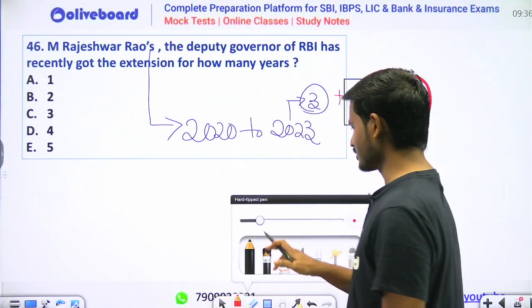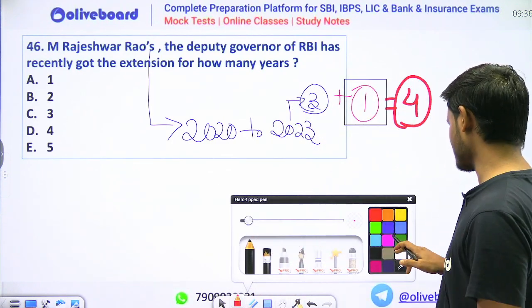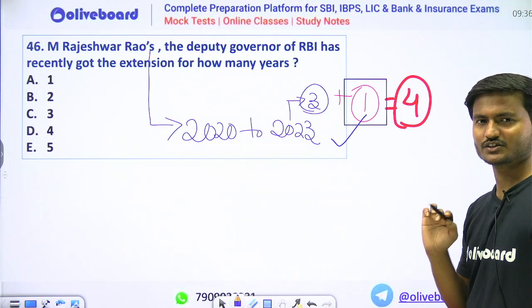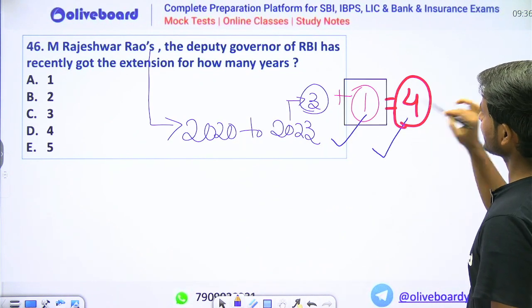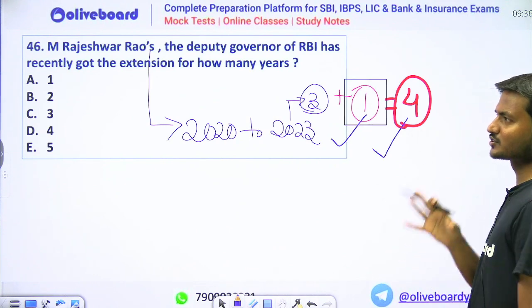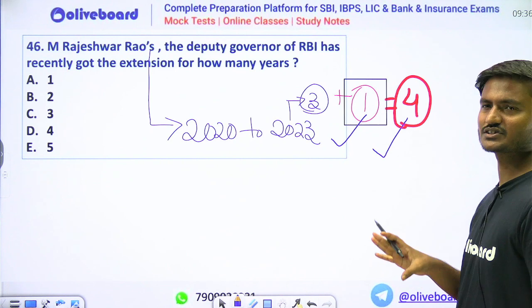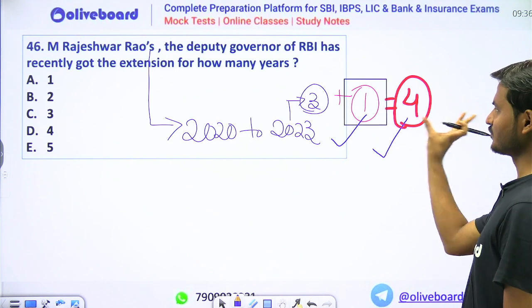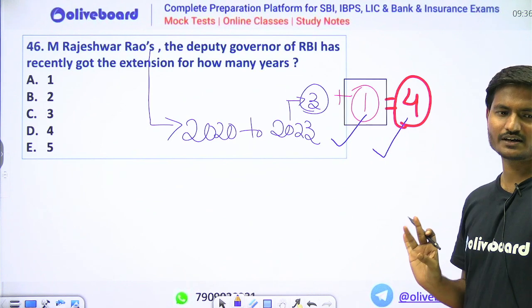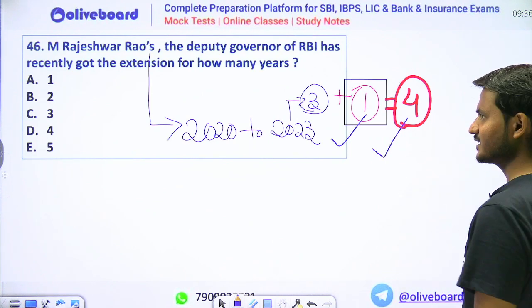So just try to remember these two important facts about M. Rajeshwar Rao: the extension is 1 year, and the total tenure is 4 years. The examiner might ask you about its total tenure. Whenever the question is about total tenure, it's 4 years, and whenever the examiner asks about its extension period, it is 1 year.